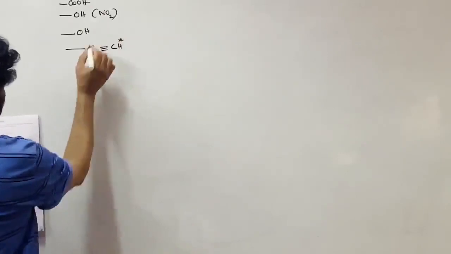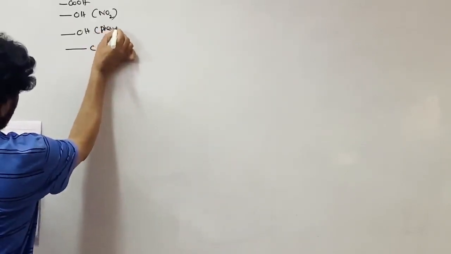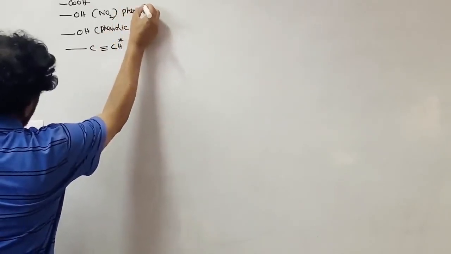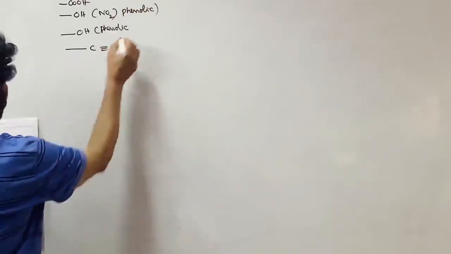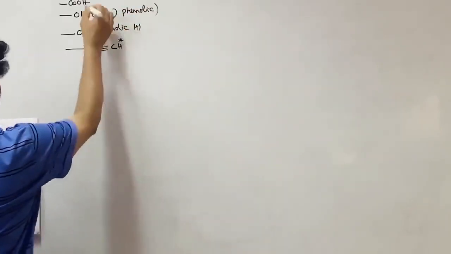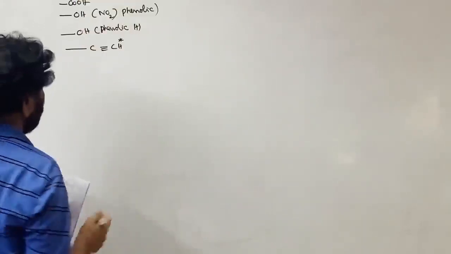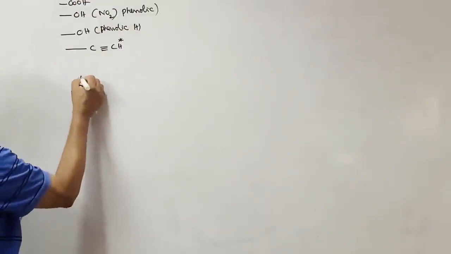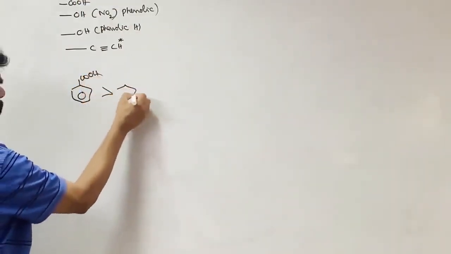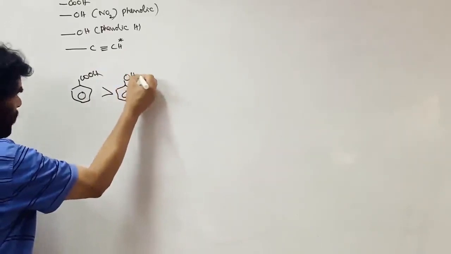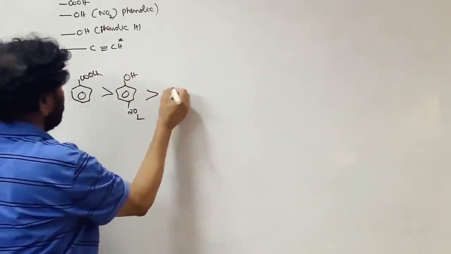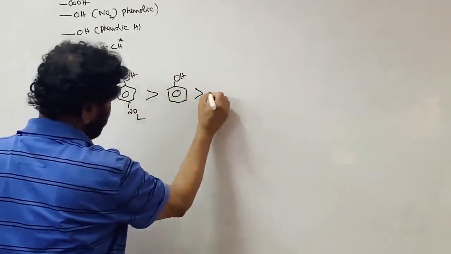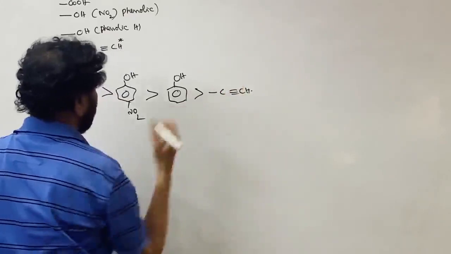Acetylenic hydrogen is acidic. This is the phenolic hydrogen, and this is also phenolic hydrogen with nitro group. This is the carboxylic acid hydrogen. The relative acidic properties are: carboxylic acid, then phenolic OH with nitro group, then just phenolic OH. Next, least is the acetylenic hydrogen.